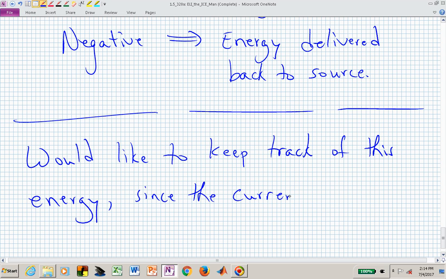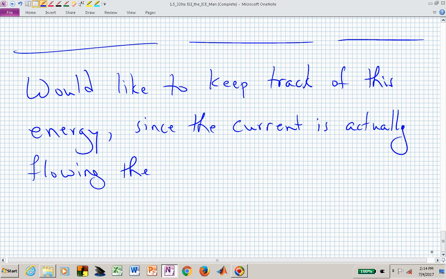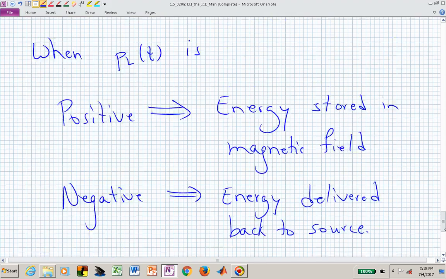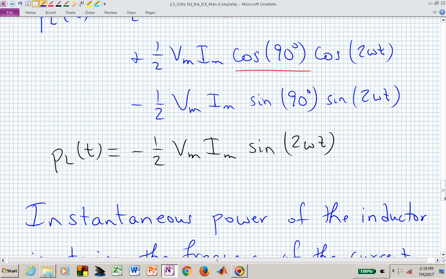Since in fact the current is actually flowing in the lines that are supplying the power to that inductor. And the way that we're going to keep track of that, we can see that we have this expression, and it's actually sinusoidal, and it's now a sine wave of frequency twice of what it was.